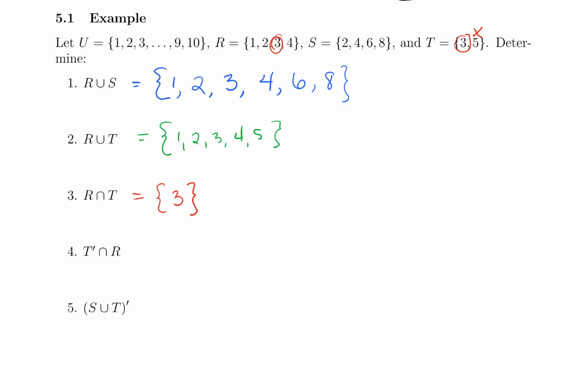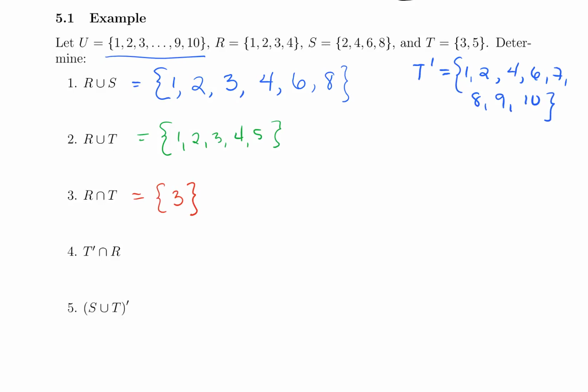Okay? Now the next one is asking us to combine a couple of things here. We want to look at T complement intersect R. Alright, so let's go ahead and write down T complement so we can reference it. Remember, the universal set is all the integers from 1 to 10. So T were the integers 3 to 5. So its complement would be all the integers from 1 to 10 without 3 and 5. So this would be 1, 2, no 3, 4, no 5, 6, 7, 8, 9, and 10.